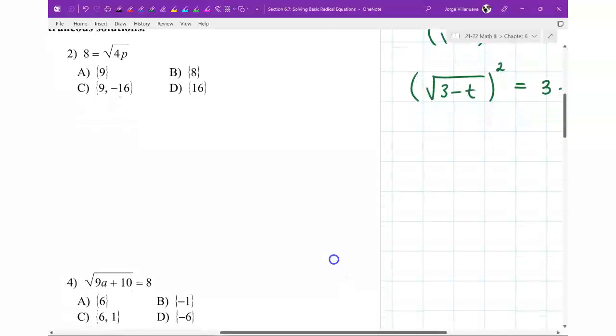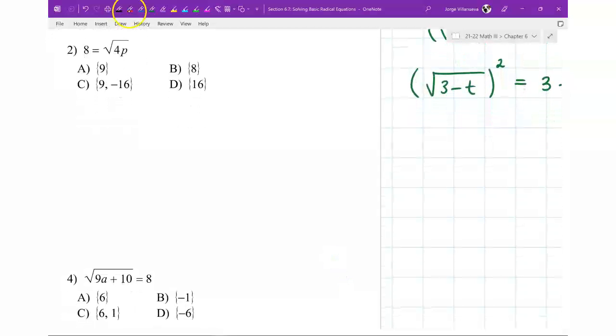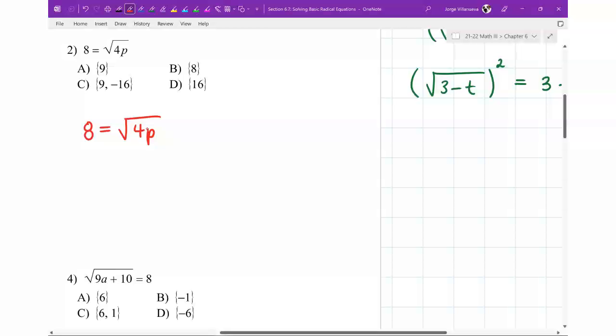As usual, we'll go with the even numbers because I can always work my way to the right if I need to. 8 is equal to the square root of 4p. Now, if I want to solve this, I am going to square both sides. So notice, square there, square there. What is the left side equal to? What's 8 squared? Anybody have it? 64.